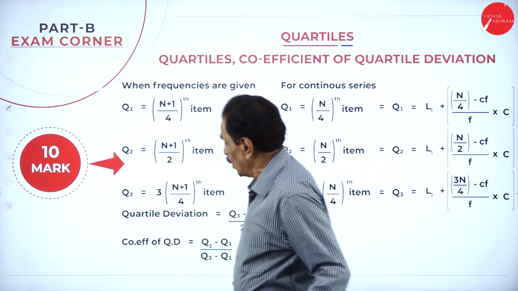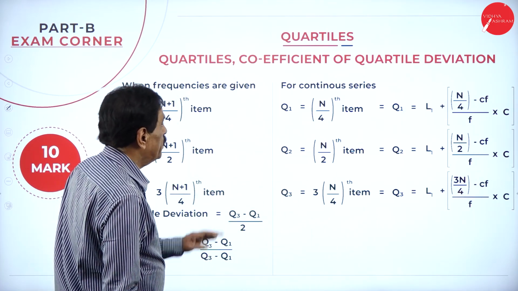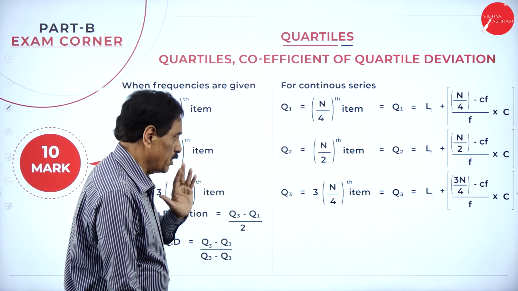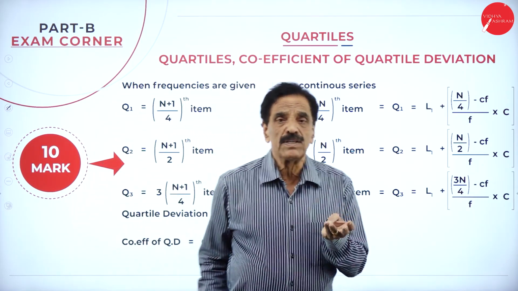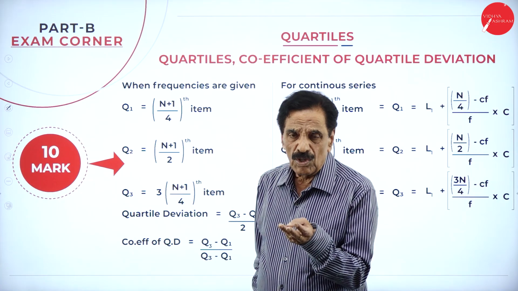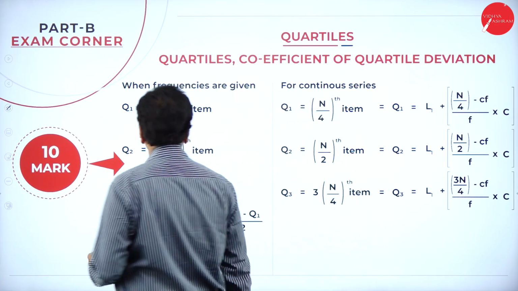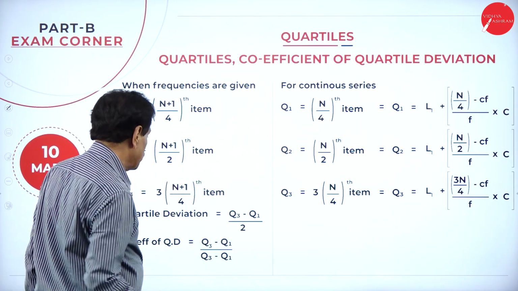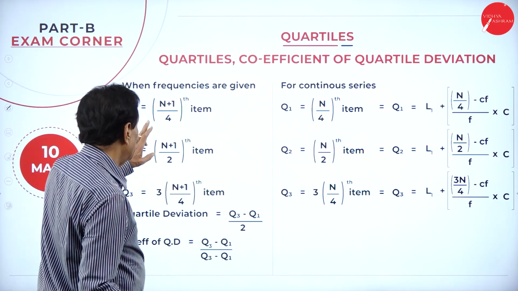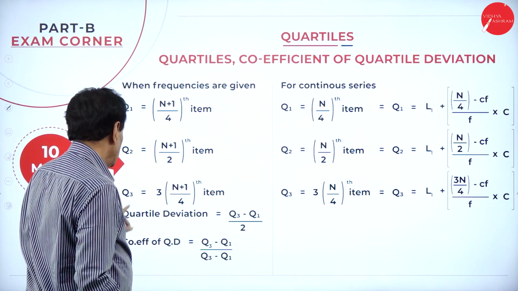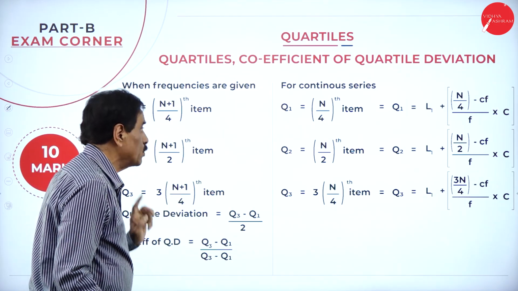Then, quartile deviation. There are three quartiles: Quartile 1, Quartile 2, Quartile 3. Q1 is n by 4, Q2 is n by 2, Q3 is 3n by 4. Apply. Q1 is the (n plus 1) by 4th item when the frequencies are given for a single item series.